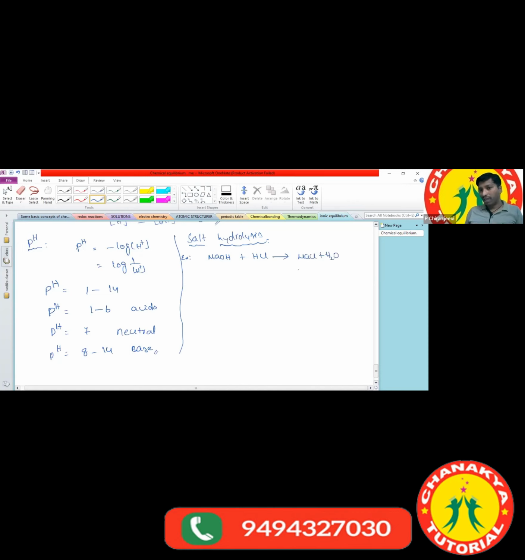In this one, NaCl is the salt, along with water. So acid-base neutralization means it forms a salt and water. If you take the reverse reaction, we can call it salt hydrolysis. We have different types of salts.